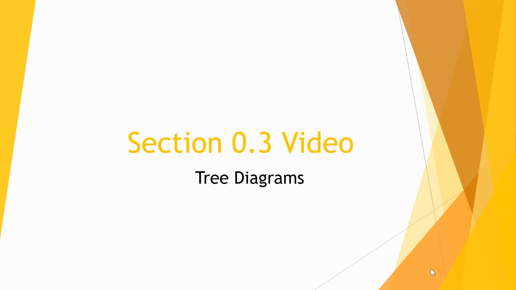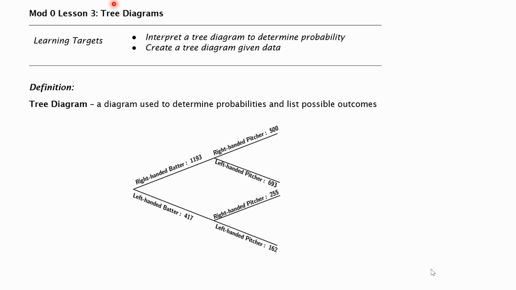In this video, section 0.3, we're going to be looking at tree diagrams, which a lot of times are used for conditional probability. The learning targets here are going to be to interpret a tree diagram to determine probability and to create a tree diagram given data. So this is an example of a tree diagram. It's a diagram to determine probabilities and list possible outcomes.